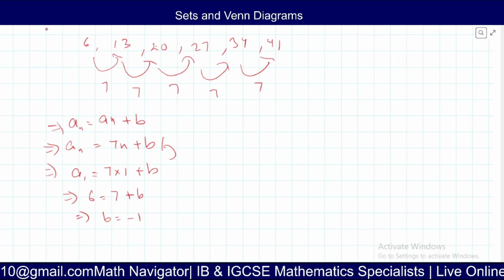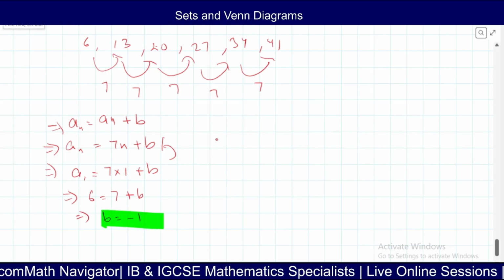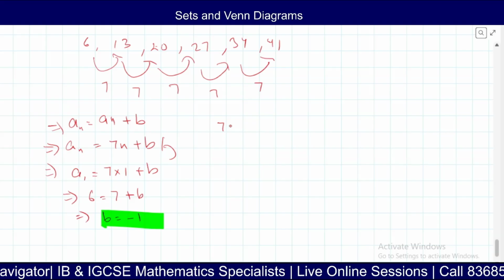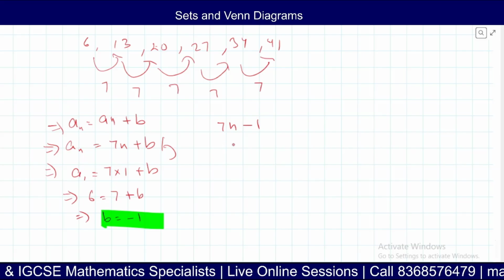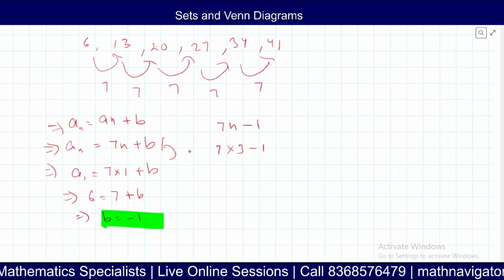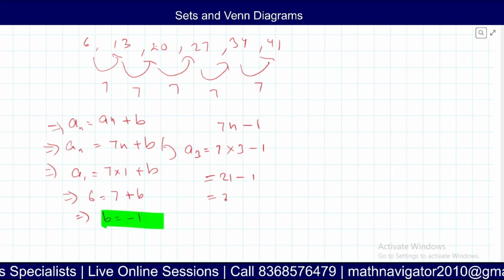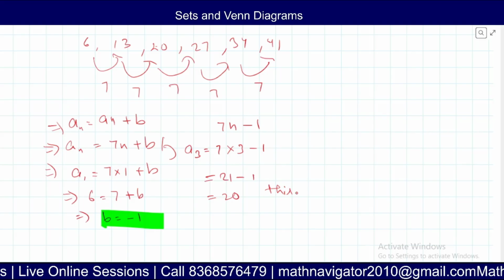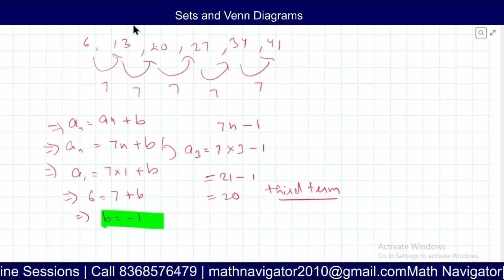Perfect. Let's see. So negative 1. So my formula becomes 7n minus 1. Let's check. So my third term, let's say, 7 times 3 minus 1. So I'm actually checking a3. So 7 times 3 is 21, minus 1 is 20, which is my third term. Got it? Very good. So this is done.